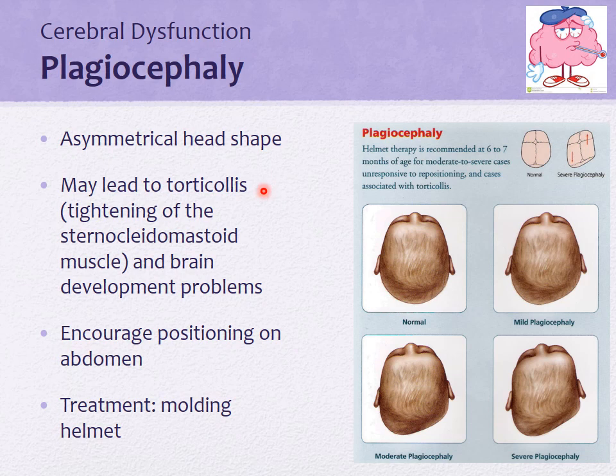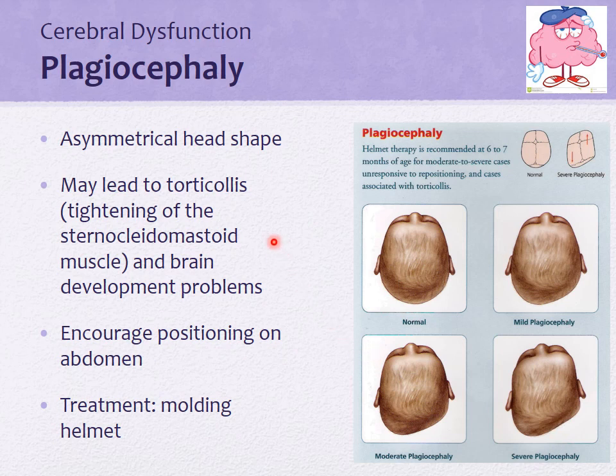Okay, next we have plagiocephaly, and this is an asymmetrical head shape. This is typically caused by, unfortunately, laying supine for too long periods of time. That's why babies should not just be left to lay on their back at all times. Not to mention they can't develop that neck strength that they need. But as you can see here, here's a normal skull. We have mild plagiocephaly, moderate plagiocephaly, and then very severe plagiocephaly here.